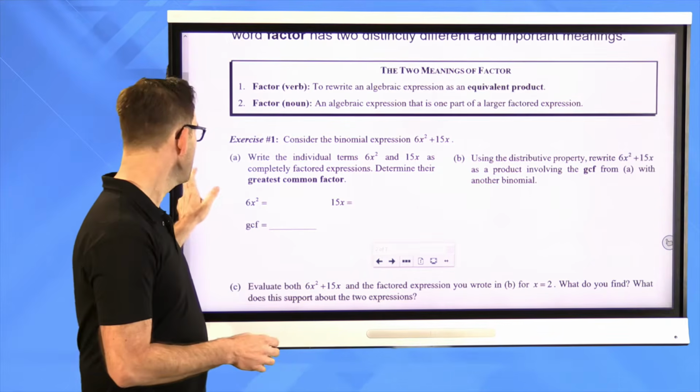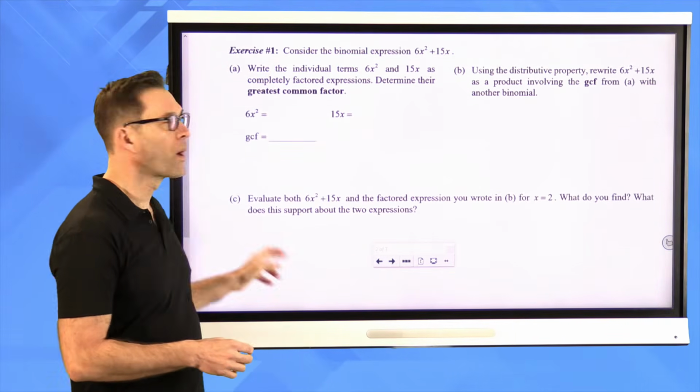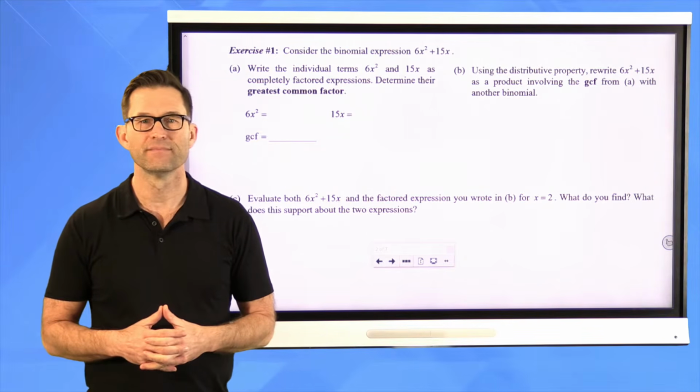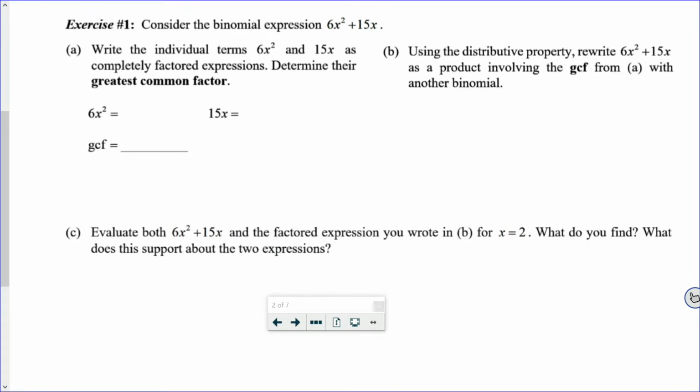So let's get into exercise number 1, where we look at a binomial expression and how to factor it. Consider the binomial expression 6x squared plus 15x. Letter A. Write the individual terms 6x squared and 15x as completely factored expressions. Determine their greatest common factor.